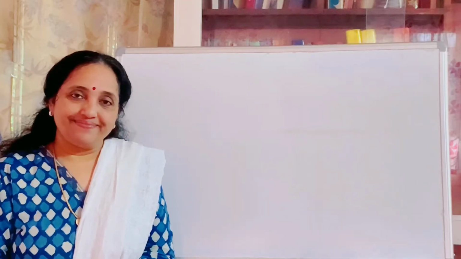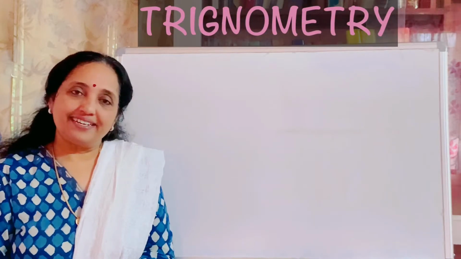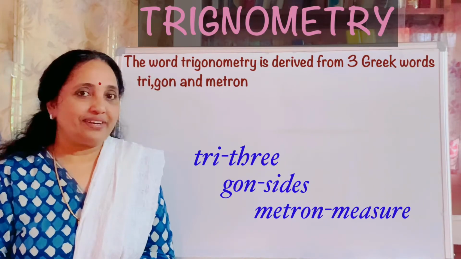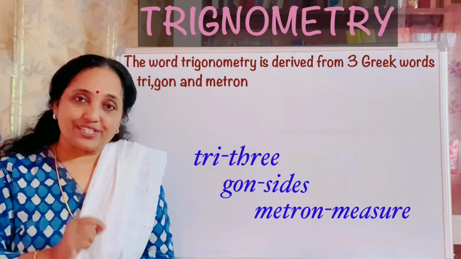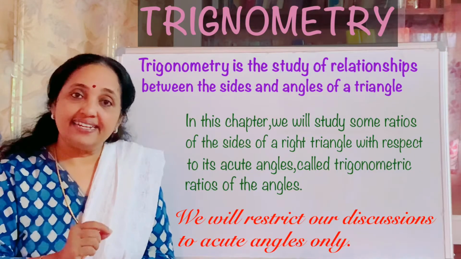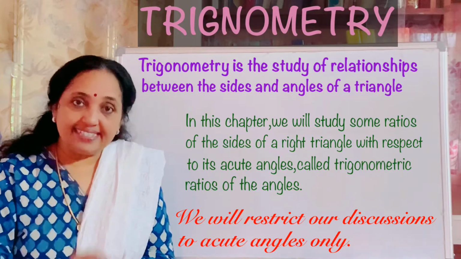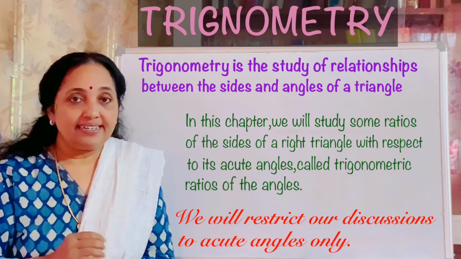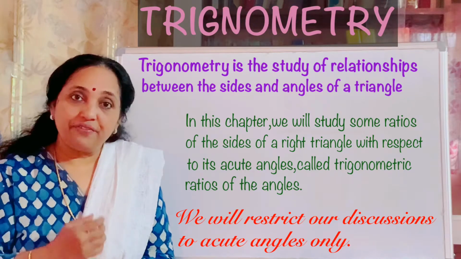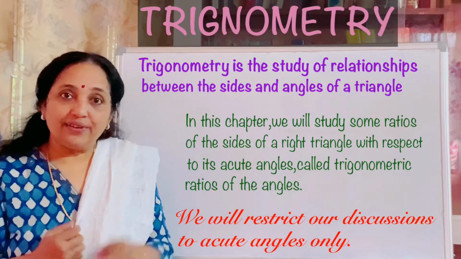Welcome to my classroom. Today we will learn a new topic, trigonometry. The word trigonometry is derived from three Greek words. That means it is a combination of three Greek words. Trigonometry deals with the study of relationships between sides and angles of triangles. In this class, we will learn some ratios of the sides of a right triangle with respect to some acute angles. Look at the figure.